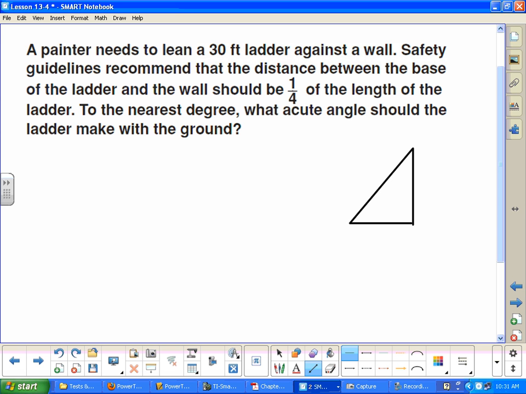Okay. Now it tells us that the ladder is 30 feet. So this is 30. And safety guidelines recommend the distance between the base of the ladder and the wall should be 1/4 the length of the ladder. Okay. So what's 1/4 of 30? Okay. So this horizontal distance here is 7.5 feet. To the nearest degree, what acute angle should the ladder make with the ground? So we want to find this angle here, theta.